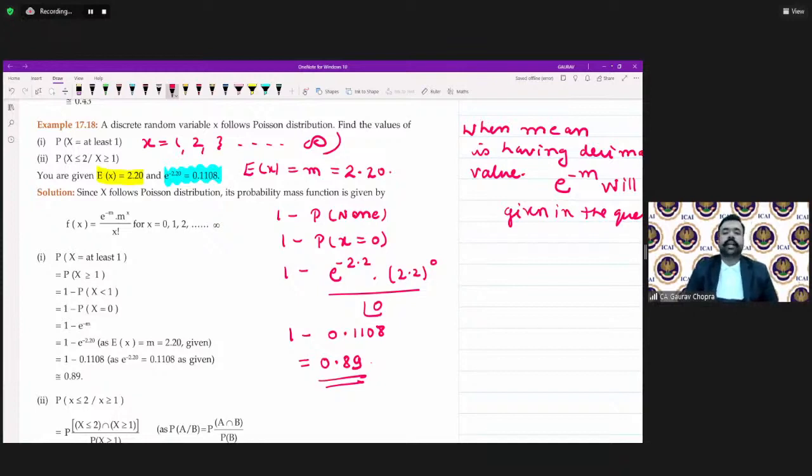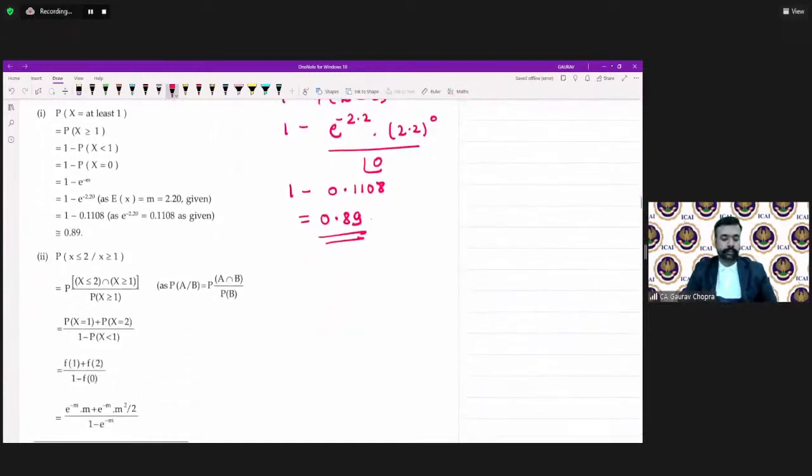Yes, Prakash, you are correct. Infinity means the last value, that means the bigger value. Because here n tends to infinity, n is not infinity. So whenever we are talking about infinity, we are talking about tending towards infinity, all right? Great. So the answer is 0.89. This is the first part.